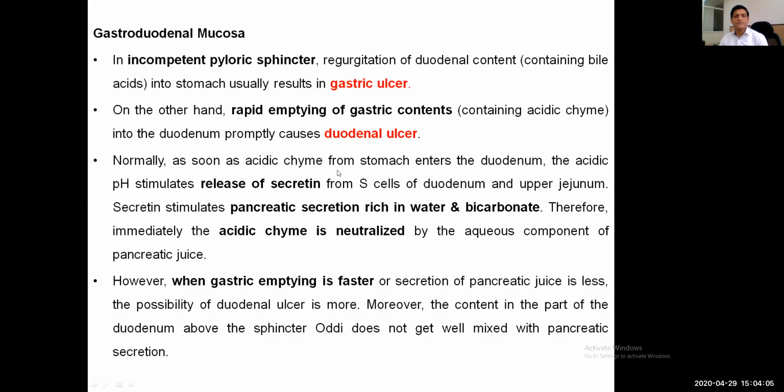Then there are some specific properties of the gastroduodenal mucosa. The gastric mucosa and the duodenal mucosa have some specific properties.